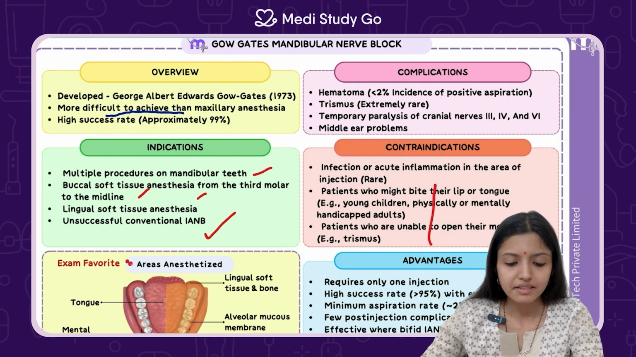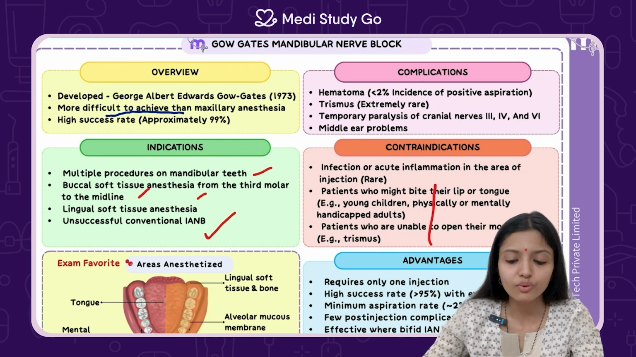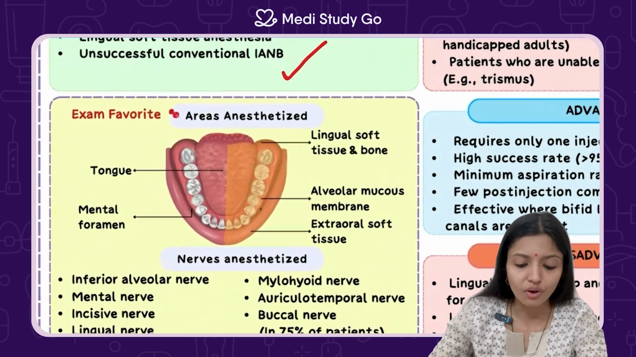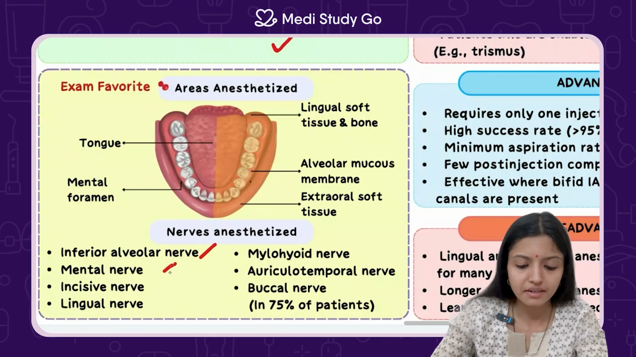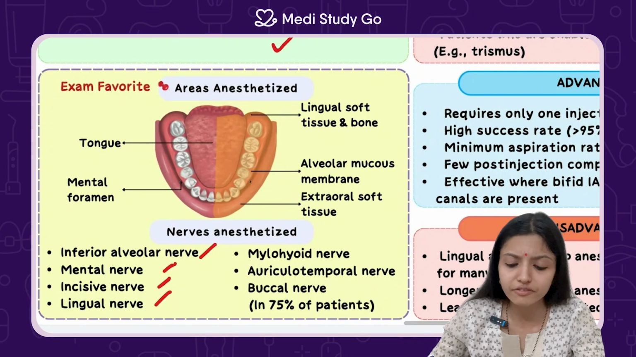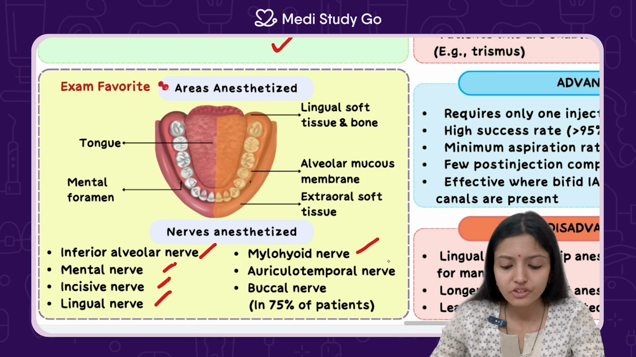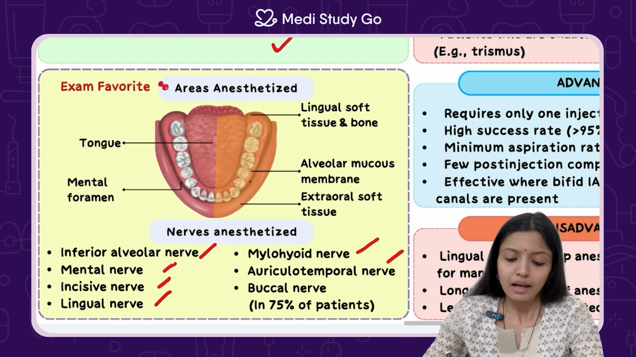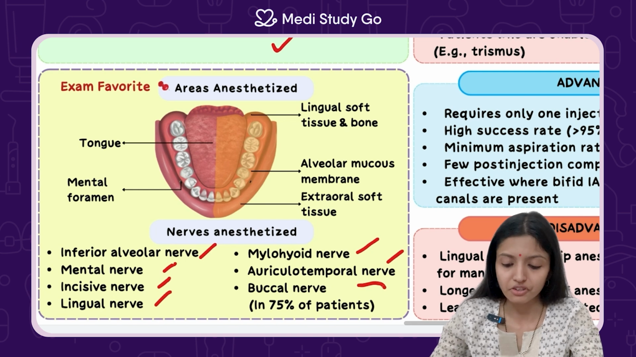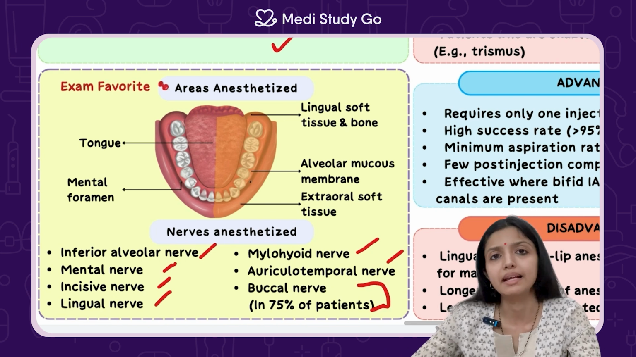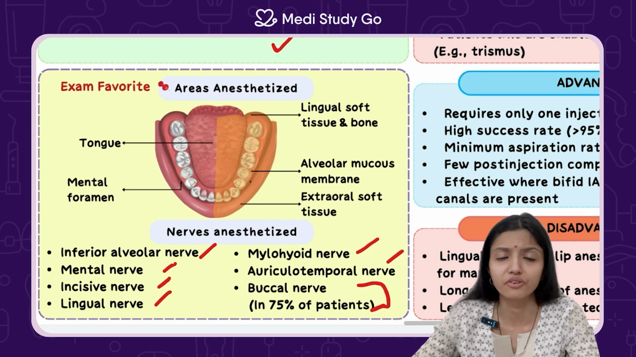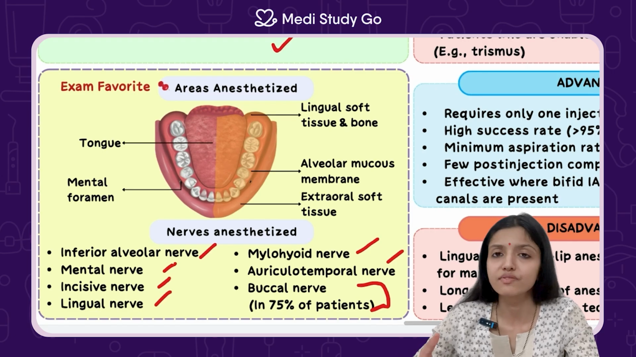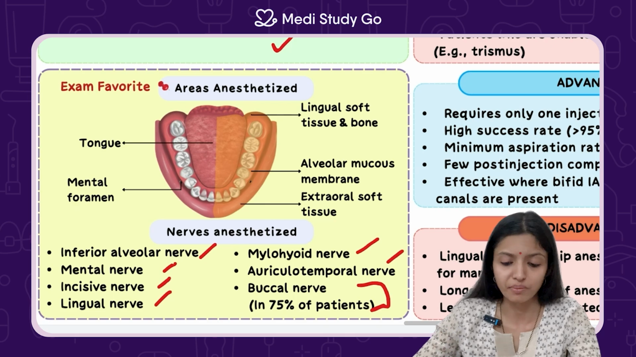The areas anesthetized by a Gow-Gates nerve block are all those which are covered by the mandibular nerve. So it will anesthetize your inferior alveolar nerve, mental nerve, incisive nerve, lingual nerve, mylohyoid nerve, auriculotemporal nerve, and it even anesthetizes your buccal nerve in 75% of patients. This is because you're giving the block at the beginning of the mandibular trunk. So you achieve the nerve block for all of these nerves with a single Gow-Gates nerve block.